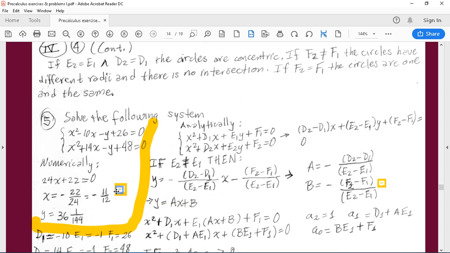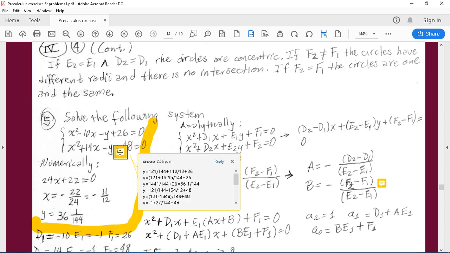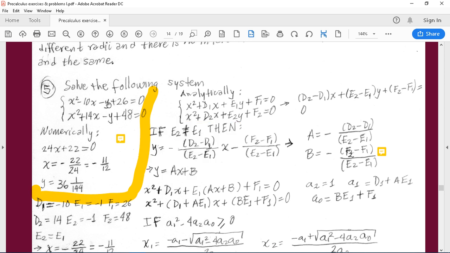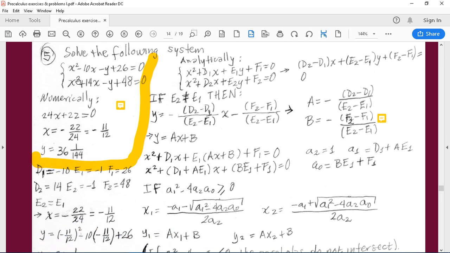Okay, now we are going to solve our last set of equations. X squared minus 10x minus y plus 26 equals 0, and x squared plus 14x minus y plus 48 equals 0. Again we can see that we can just subtract the two equations, and that way we can easily eliminate the x squared and the minus y.